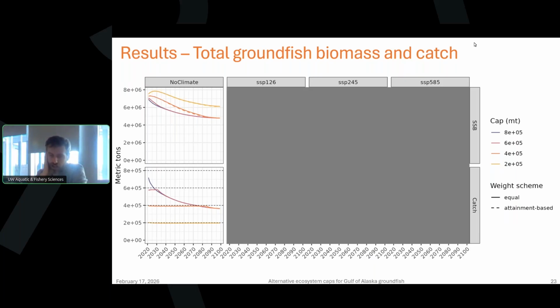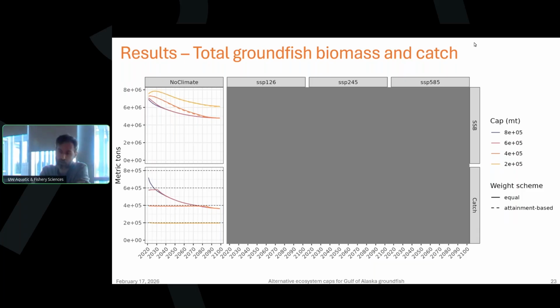The colors are the different caps, and the line type is the catch restating scheme you use. I'll start from the case where you have no future climate scenario, so to speak. Biomass is still a little dynamic. It declines a little bit, and we can get into the details of why that happens in a few slides.